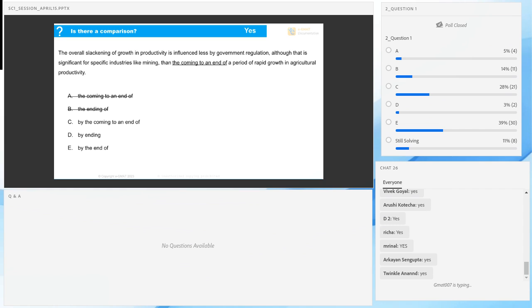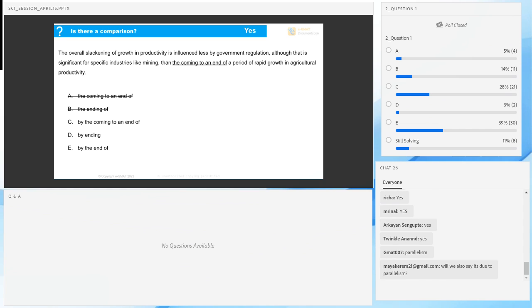So 15 of you who selected choices A and B, that's the feedback for you. You did not focus, amongst other things, on the parallelism aspect of it. There is a comparison. That is why, absolutely, we can say it's also because of parallelism, because comparison is a kind of parallelism. So yes, that is why choices A and B are incorrect.